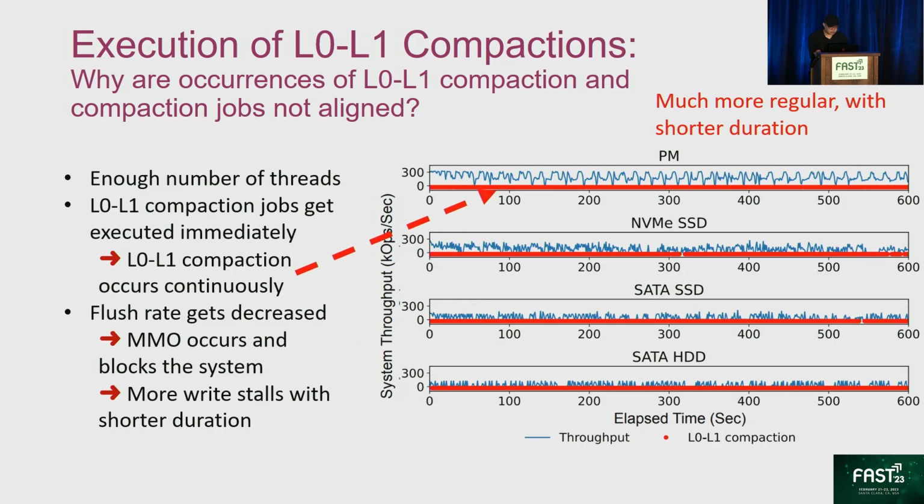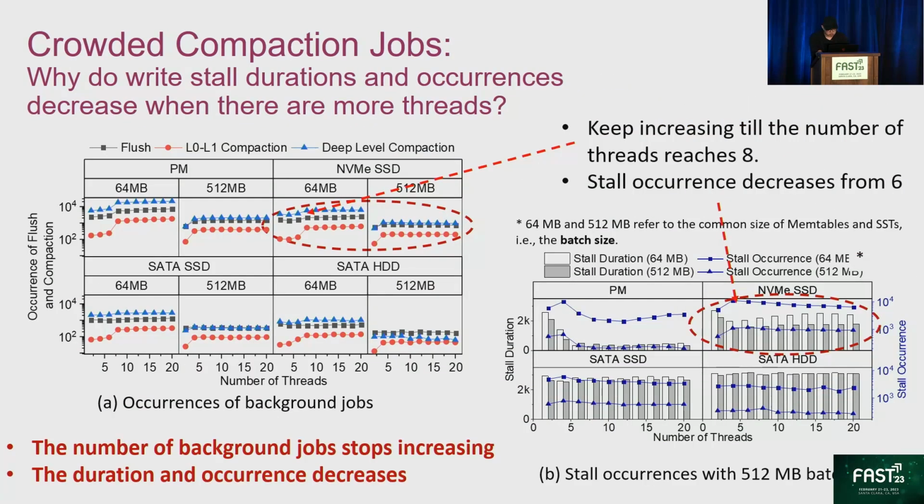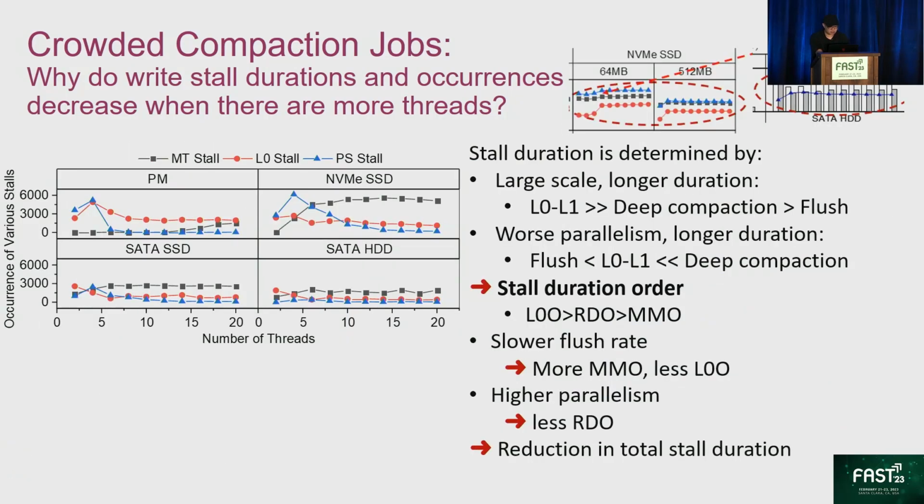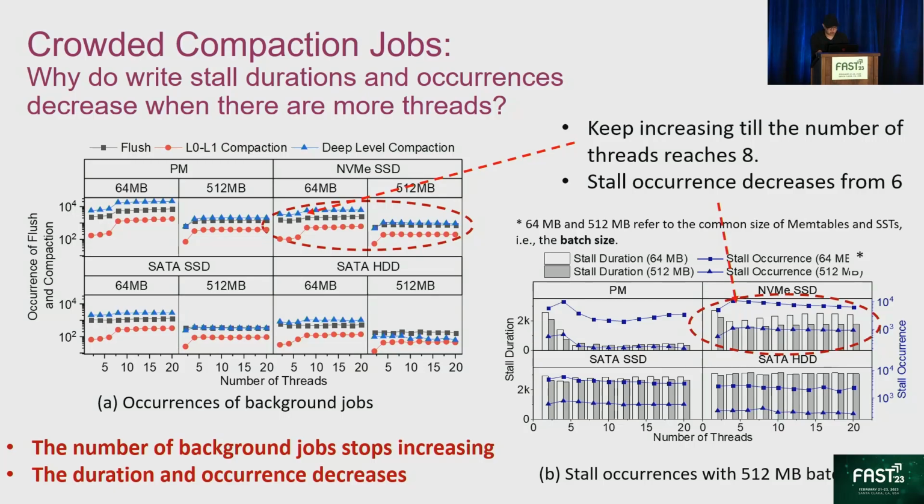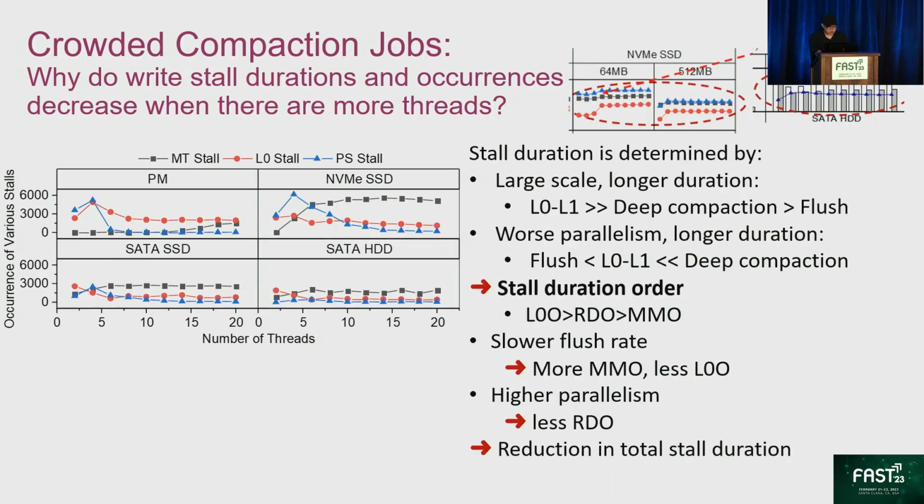In figure B, when there are enough threads to run all the compaction jobs in time, the performance drop is much more regular and of shorter duration, since it's mainly influenced by the memory overflow and the memtable stalls. I may skip these slides due to the time limitation, and if you are interested in the explanation for the crowded compaction jobs, please refer to the paper. I will go through it quickly.